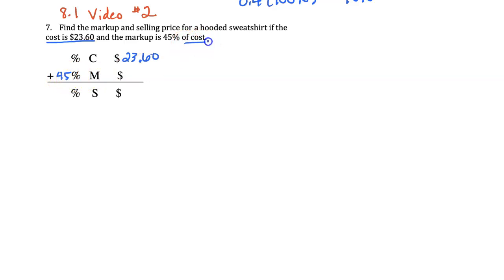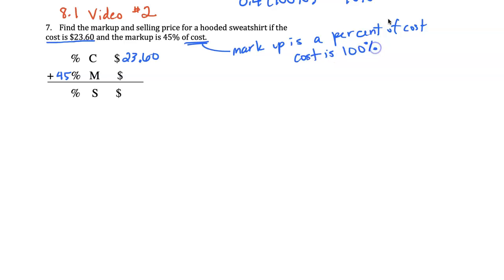It also tells me, because the markup is a percent of cost, that cost is 100%. So cost is what we're using as our base. So here in the cost row, I'll put 100%.